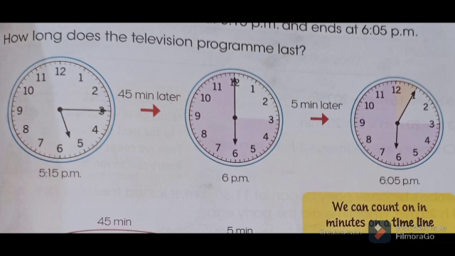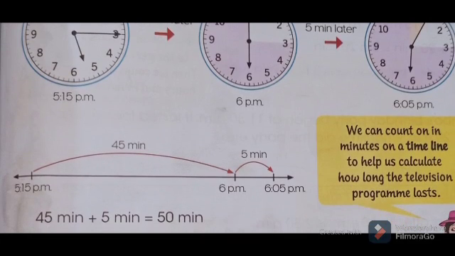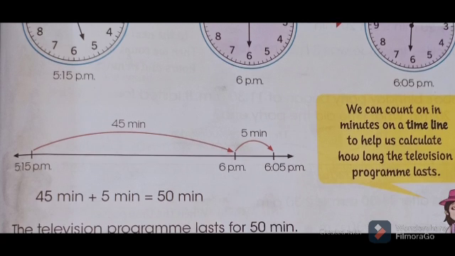As you can see, if it starts from 5:15 p.m. to 6:05, we will calculate from 5:15 to 6 o'clock. That is 45 minutes. And 6:05 means 5 minutes more. We will add 5 minutes to 45 minutes. This is how we can calculate the duration, as we can count on in minutes on a timeline to help us calculate how long the television program lasts.